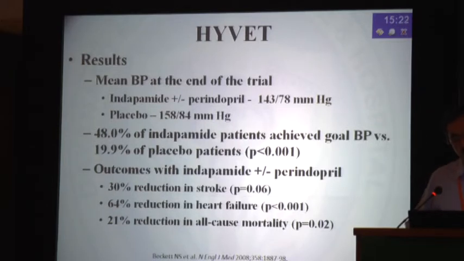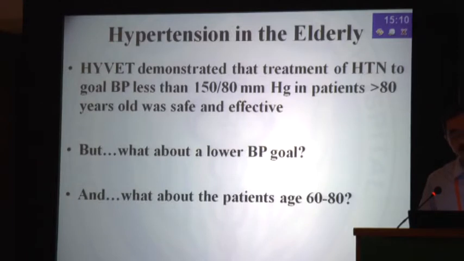The outcomes showed that there was a 30% reduction in stroke, a 64% reduction in heart failure, and a 21% reduction in all-cause mortality. So HYVET demonstrated that treatment of hypertension to a goal which was less than 150 by 80 in patients more than 80 years old was safe and effective. What about a lower BP goal, and what about patients aged between 60 to 80? These issues still need to be addressed.